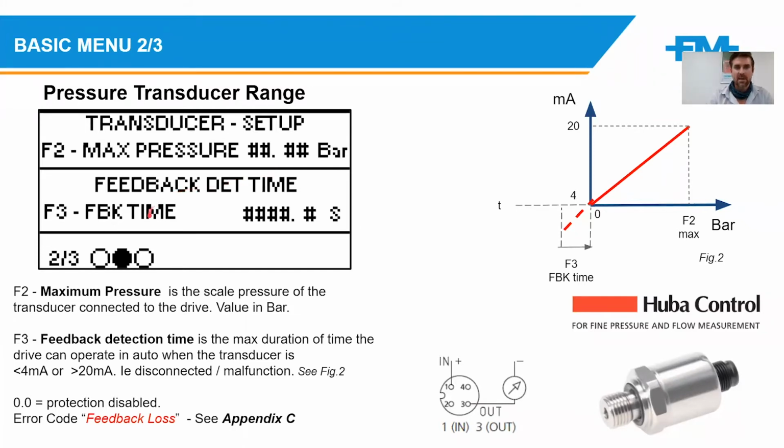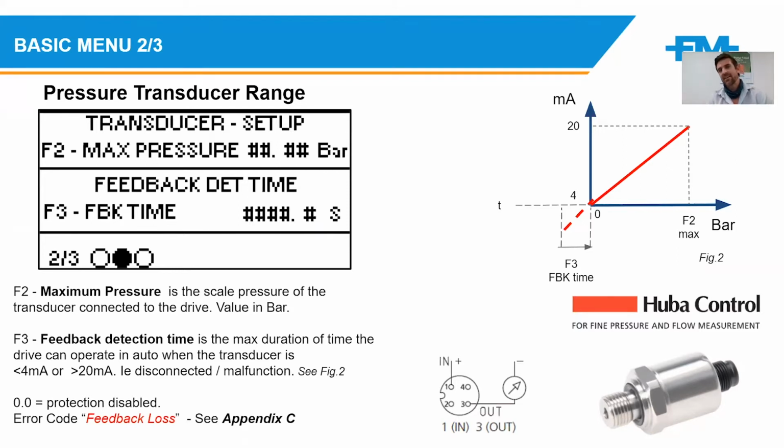The next part of this page is the feedback detection time. This is quite an important parameter. For any reason, if the cable gets cut or the transmitter might fail or a wire breaks off or it's loose, the system would see lower than 4 milliamps. And once the drive registers a signal lower than 4 milliamps, it will start its feedback detection timeout. After the signal has been lower than the detection time, the drive would trip out on a feedback loss.